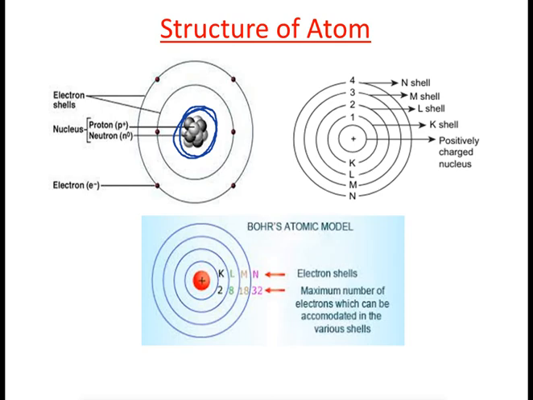So depending on the atomic number of the elements, the number of shells also increases. So the first shell which is close to the nucleus is the K shell, second is the L shell, third is M shell, and the fourth one is N shell. And how will you calculate the number of electrons in a shell? You will calculate it by using the formula 2n square.